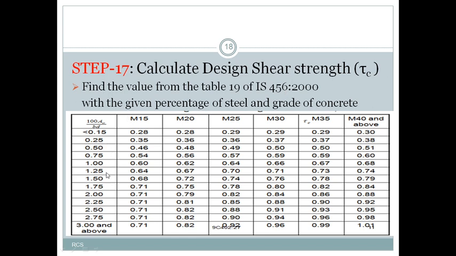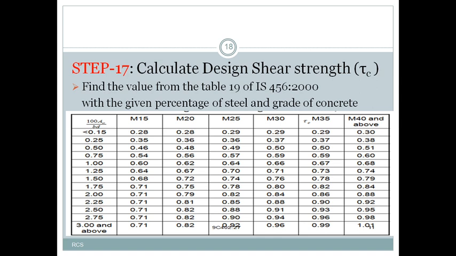In the last step we calculated the percentage of steel, and already we have decided what grade of concrete we have to use for design of this member. So suppose you have calculated the percentage of steel as 1 and the grade of concrete used is M20, then the design shear strength can be read correspondingly for 1 percent steel and M20 grade of concrete. Obviously it will be 0.62 N/mm². Here we are getting direct values.